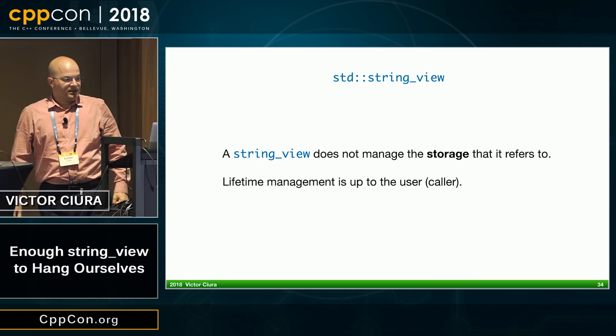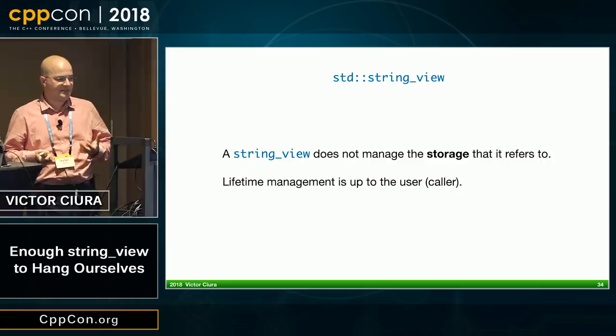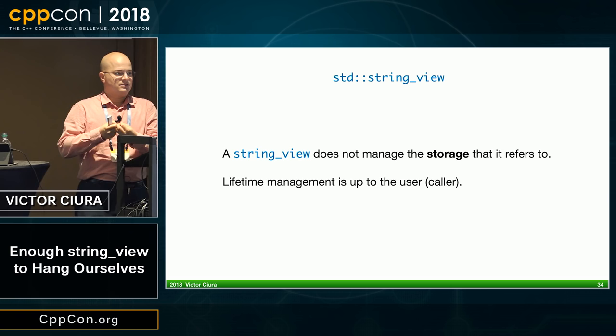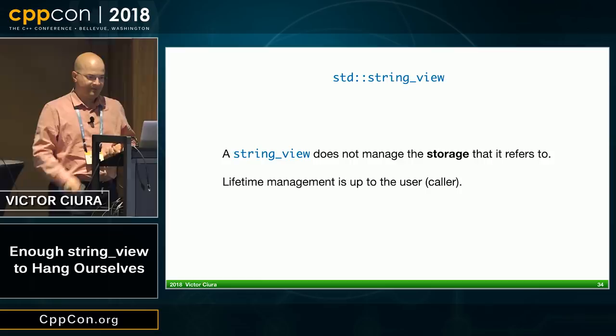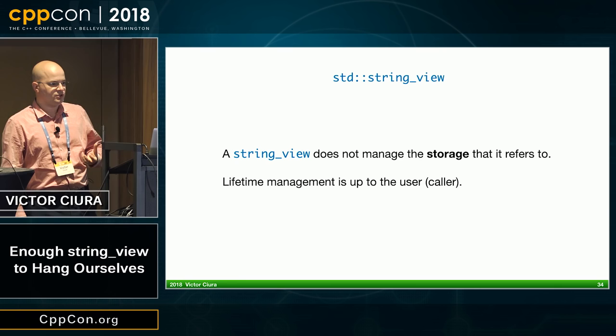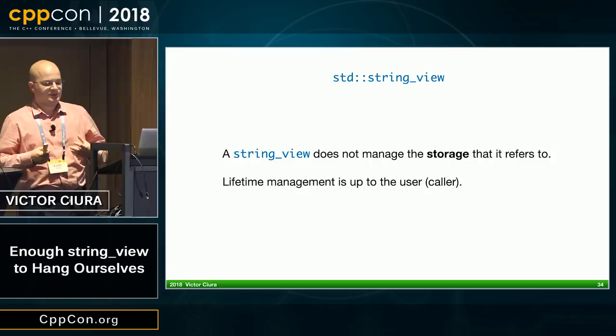So string view does not manage the storage it refers to. This is by design. The lifetime of the object, the string buffer itself, is the responsibility of the caller. So the string view is not an owning object. And this has very profound implications about its usage, and the fact that, as an interface and as a designed type, it actually tries to behave like a regular type.